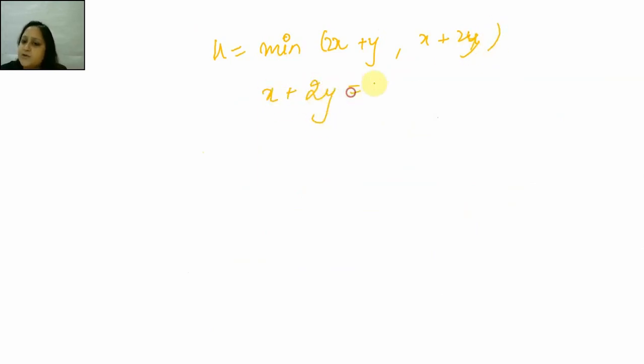Let's do the next one. U is equal to minimum of 2x plus y comma x plus 2y. Now subject to x plus 2y is equal to 150. In this case, we had said that he is indifferent here.